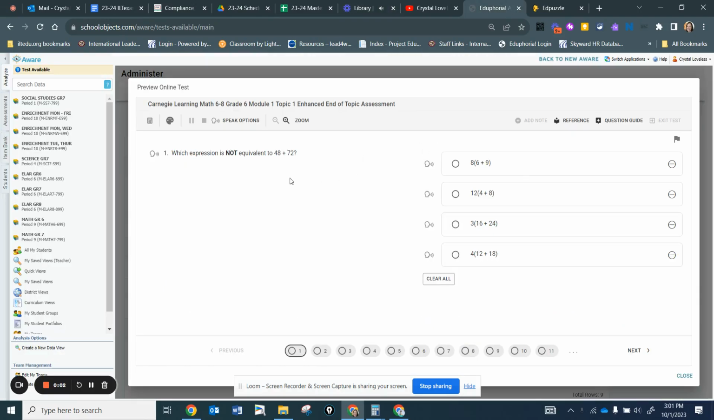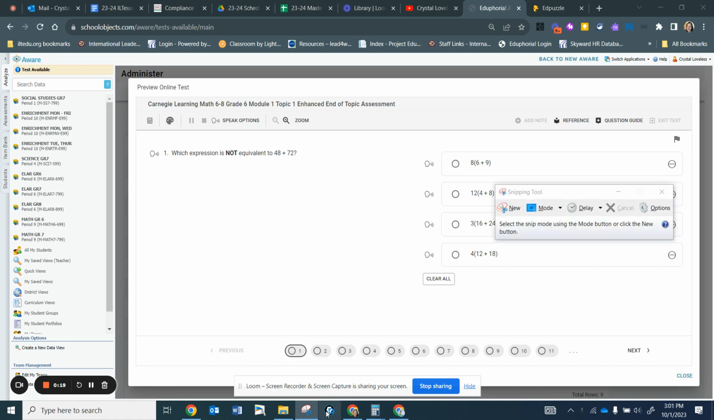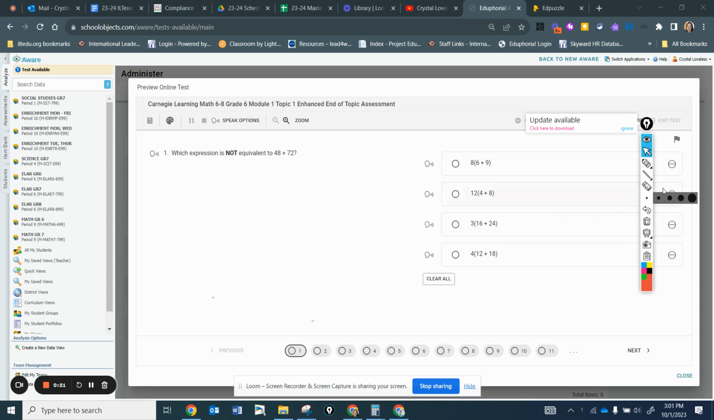Which expression is not equivalent to 48 plus 72? Okay, so this is asking you to use the distributive property. That means that we take the 8 on the outside and we distribute it to both numbers on the inside. 8 times 6, plus 8 times 9.